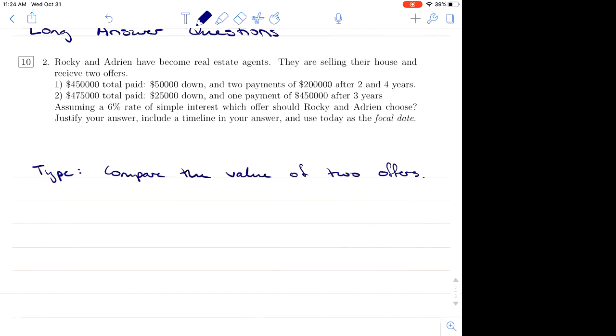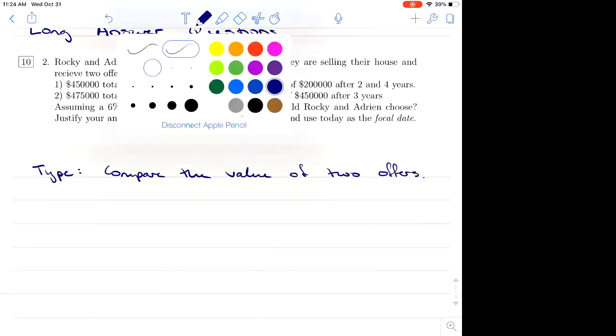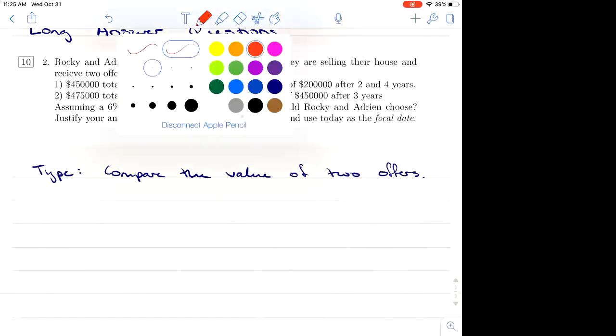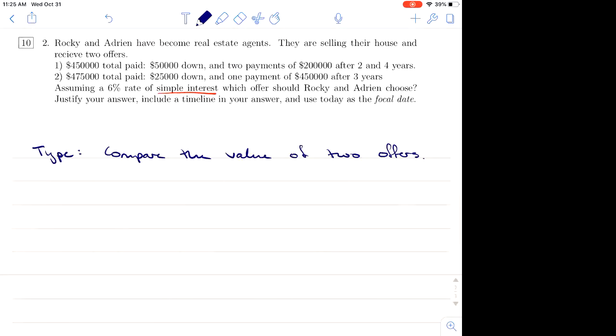Their second offer is a total of 475,000, but it only has 25,000 down today, and then 1 payment of 450,000 after 3 years. So assuming a 6% rate of simple interest, let's just make a note to ourselves. Okay, we've got simple interest. So now we zero in on the simple interest section of our formula sheet. Which offer should Rocky and Adrian choose? Justify your answer. Include a timeline in your answer and use today as the focal date.